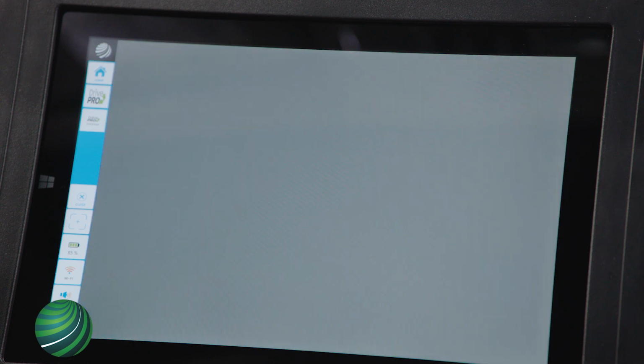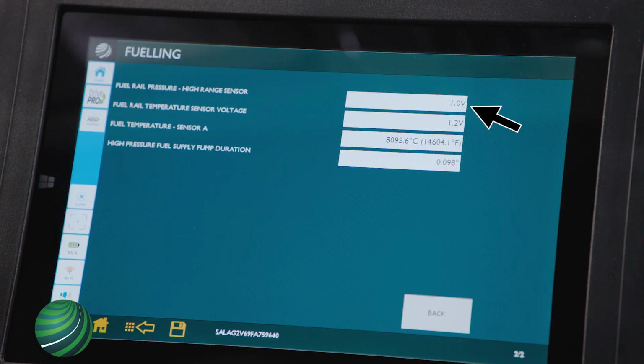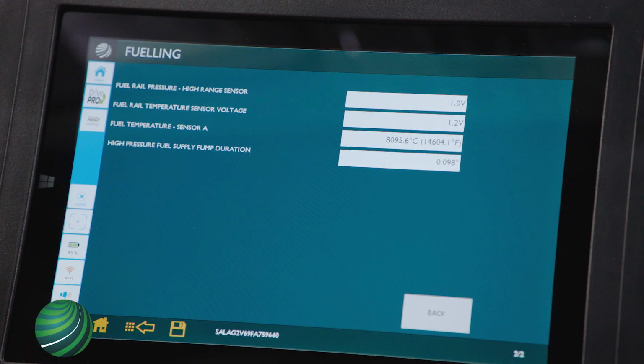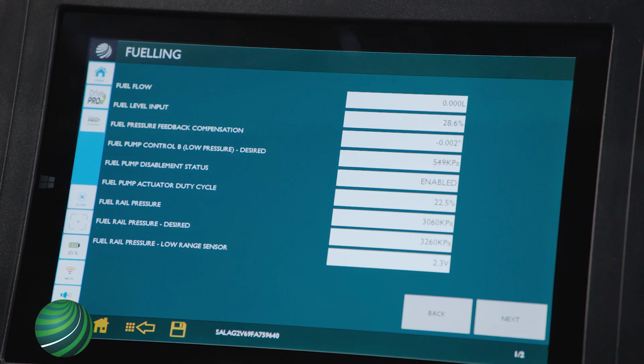Select Next. High-range sensor is at 1 volt. Normally, voltage should be between 1 to 3.1 volts. If the voltage were to read 4 to 5 volts or above, it would indicate a shorted sensor. Select Back to return to previous page.